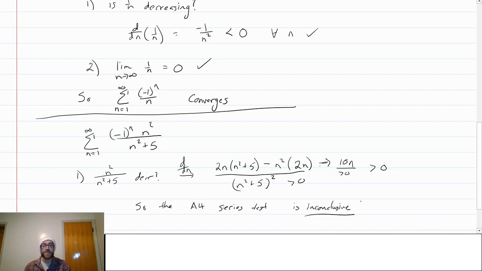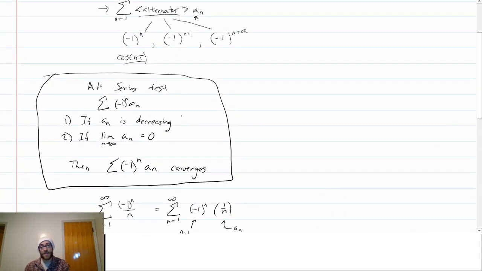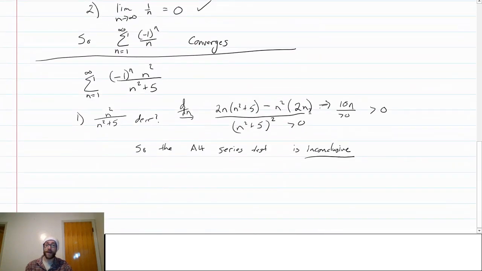Okay, and it's inconclusive because if we go back up to the alternating series test, it says if we meet these conditions, then it converges. It doesn't say if and only if, or if it converges, then it has this property. It's if the two conditions are met, then we can conclude that it converges. So right now, it can converge or it can diverge. We just don't know yet. We have to do a different test to figure out if it actually diverges or not.